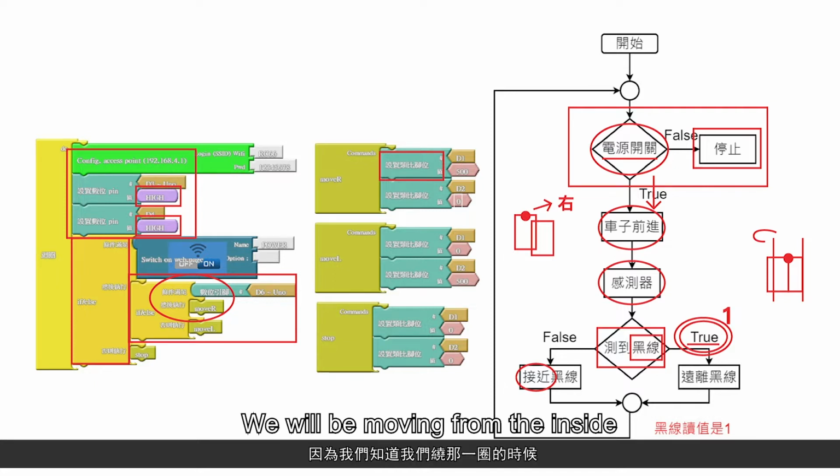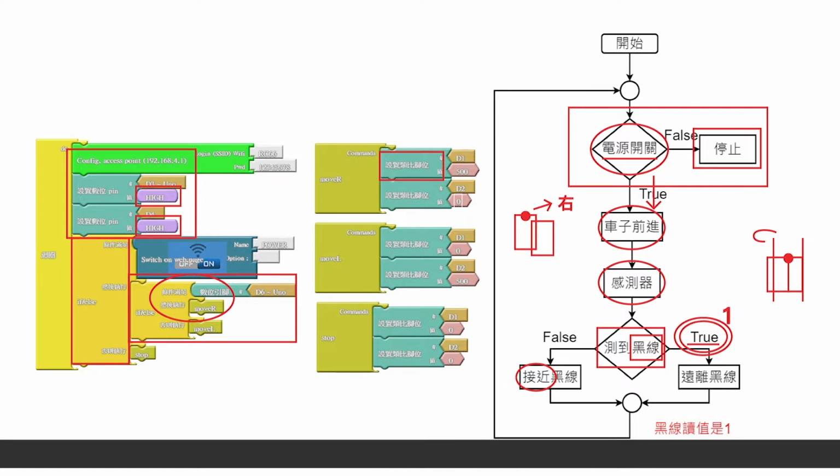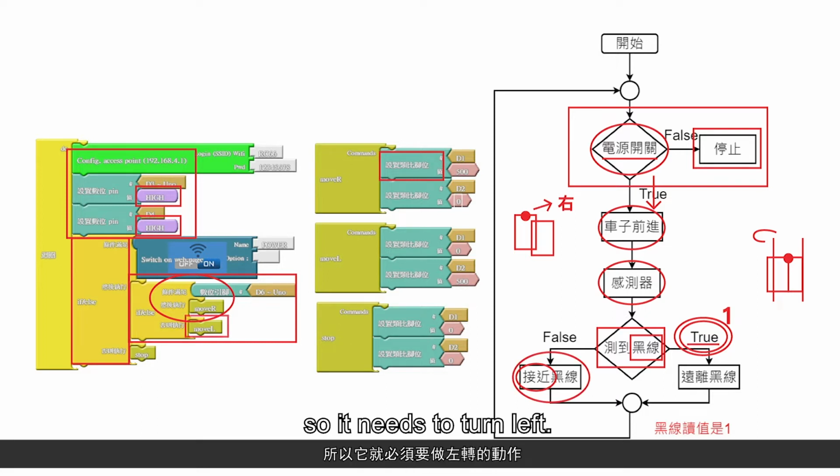We'll be moving from the inside, so we know that we need to move in a clockwise direction. So for this part, we want to turn right. If the vehicle is located in a white area, because it needs to approach the black line, it needs to turn left. Let's take a look at this.